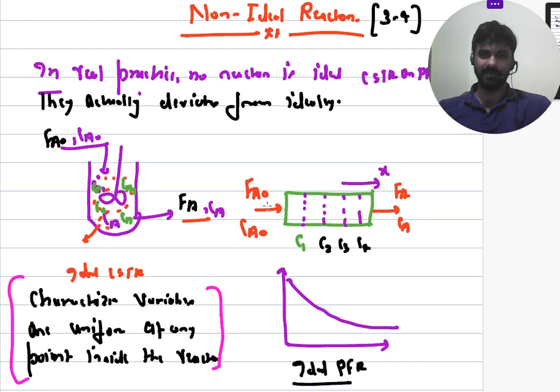So I'm going to start with the revision series of chemical reactions in part 2. I'll start with the non-ideal reactor. Here you can see that in real practice, no reactor is an ideal CSTR. They actually deviate from ideality.